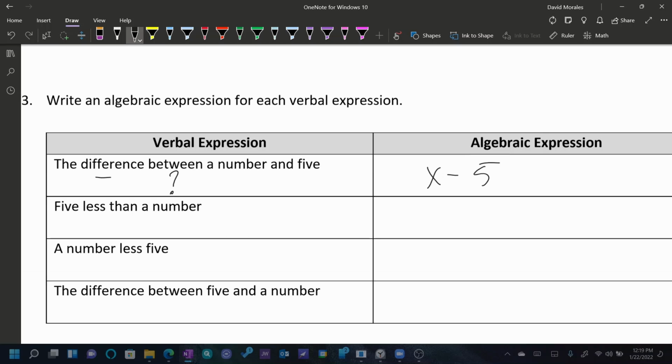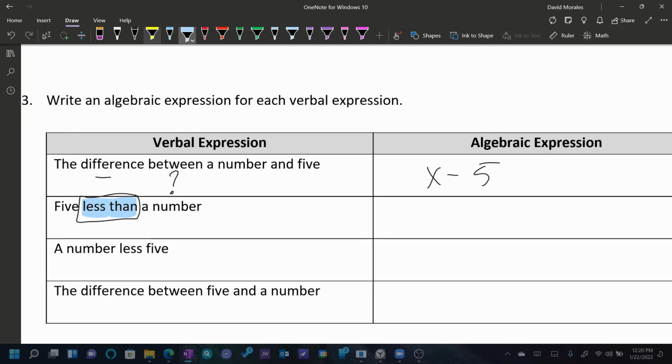The second one, 5 less than a number. Because of the words less than, that word is comparing 5 to something, but it's taking away from this to this comparison. If I said, hey, I have $5 less than you, whatever amount you have, I'm going to take away $5 from it.